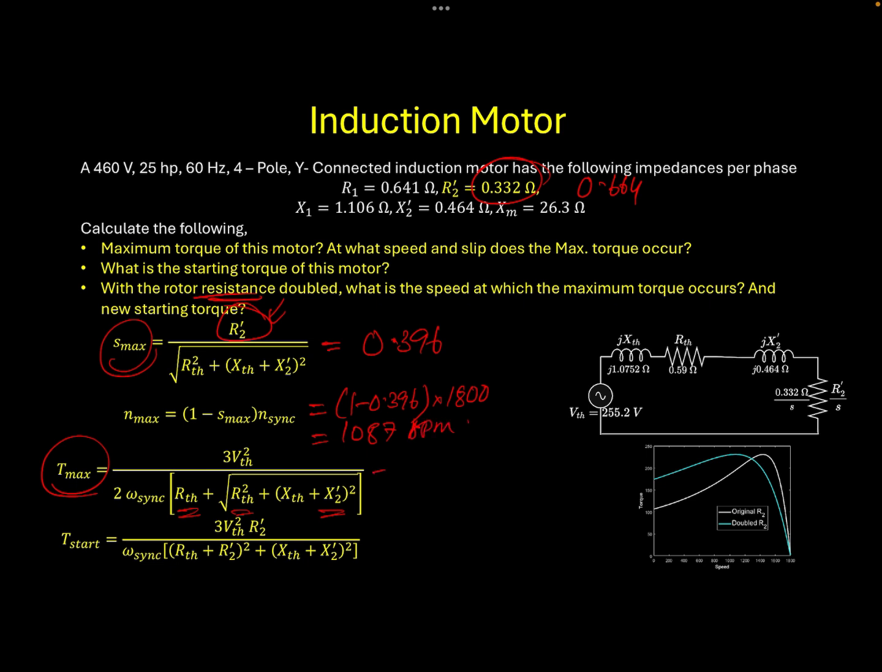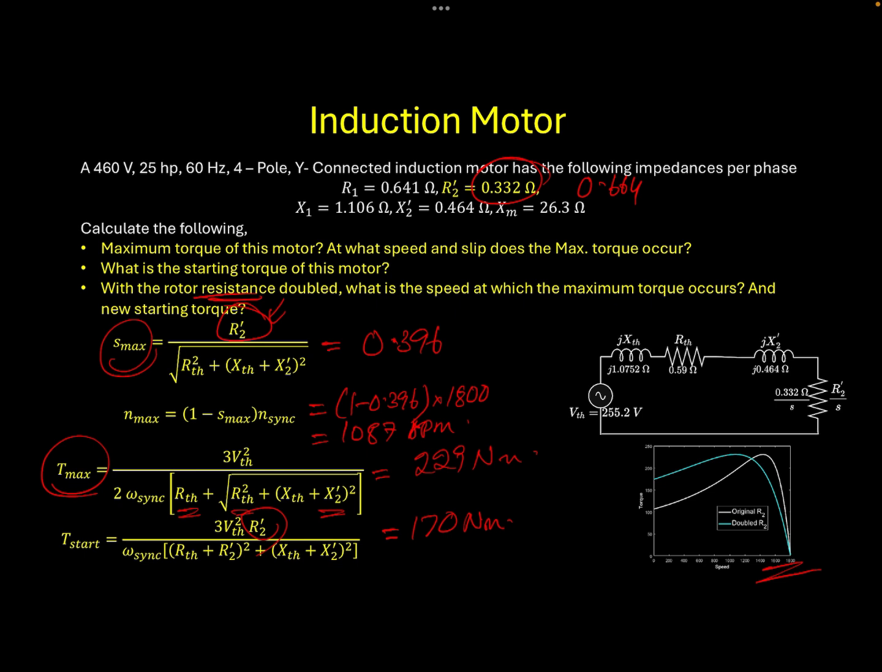And next, if you calculate the corresponding Tmax, Tmax is not going to change, and that's going to be 229 Newton meter. We know that the maximum torque value is not at all depending on the value of the rotor resistance, but the starting torque does depend on the value of the rotor resistance. So if you substitute and calculate, that is going to be 170 Newton meter. The same characteristics for both the cases, when you have rotor resistance of 0.332 ohm and also 0.664 ohm, are given in this particular characteristics.